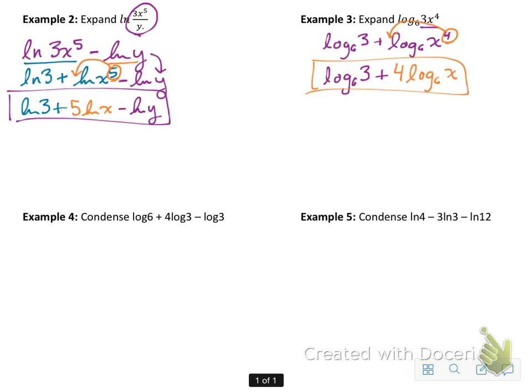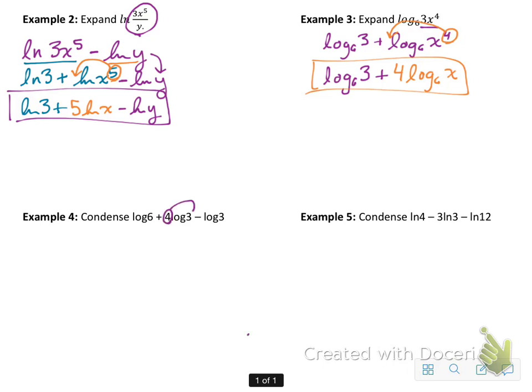So now we're going to condense them. We're going to go backwards in our properties and make something into one logarithm. You are done when you have one logarithm. You have to have one. So, right here, in example 4, we have log 6 plus 4 log 3 minus log 3. You actually have to start by moving anything that's in front to the back, right? You have to use your power property first. So let's use our power property.